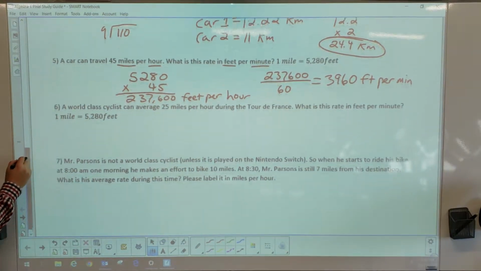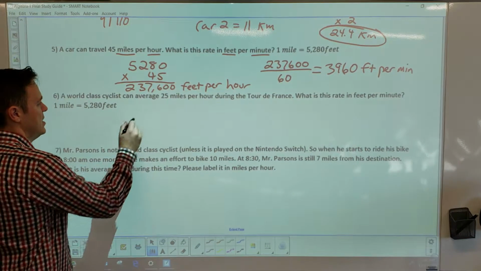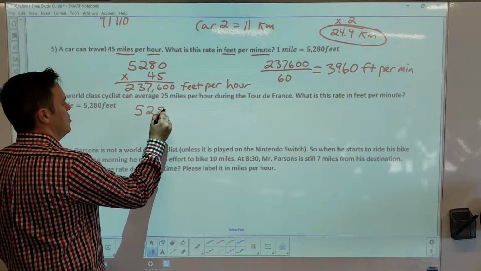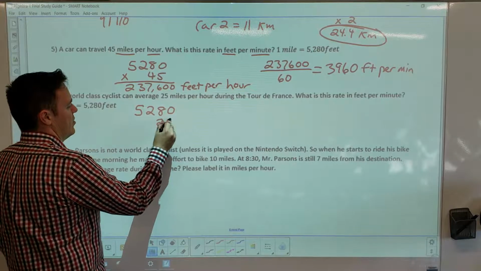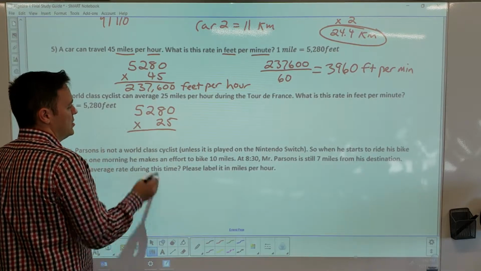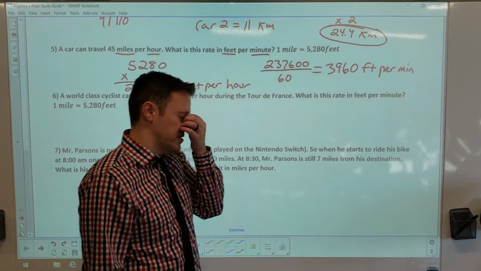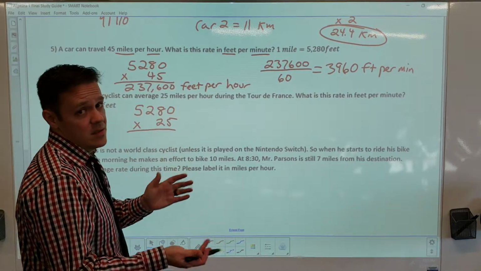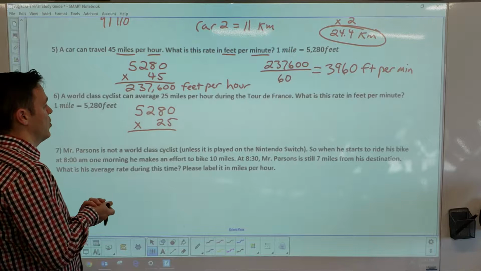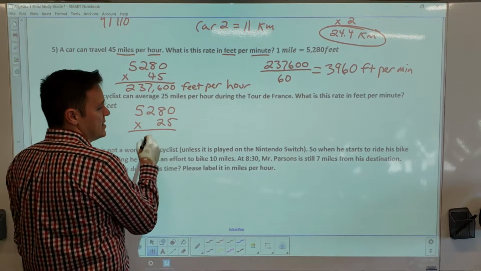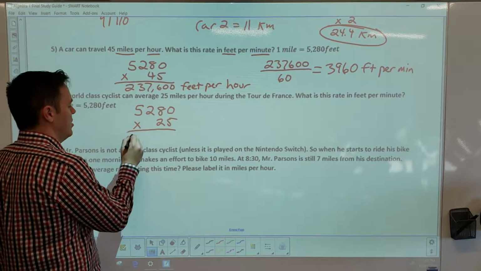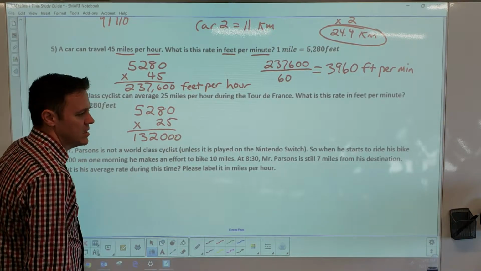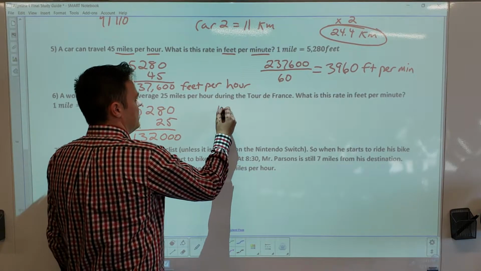Same philosophy goes for number 6, world-class cyclist. He or she is going to go 25 miles an hour. I use this off of Tour de France for Lance Armstrong. The fastest he ever averaged was 26. So 25 is relatively on average for a world-class cyclist. So when you set this up and multiply it out with a calculator, you get 1, 3, 2, and a bunch of zeros. Okay? Then how you set this up?